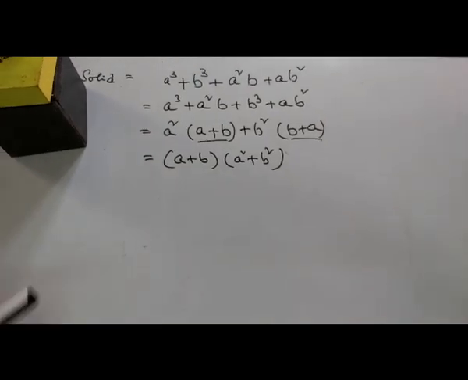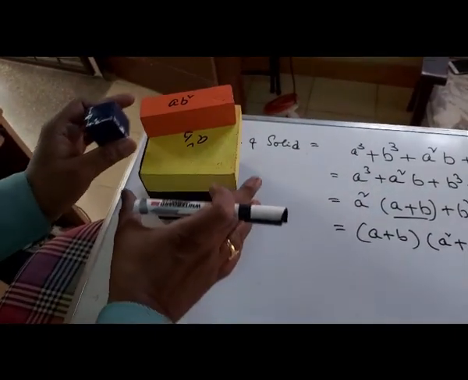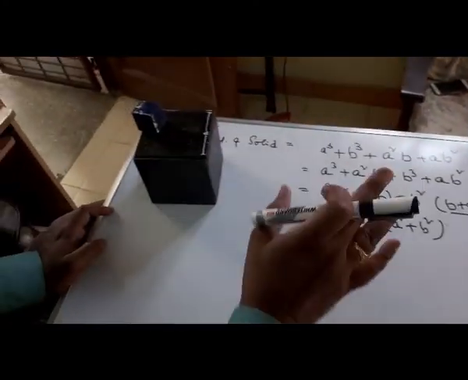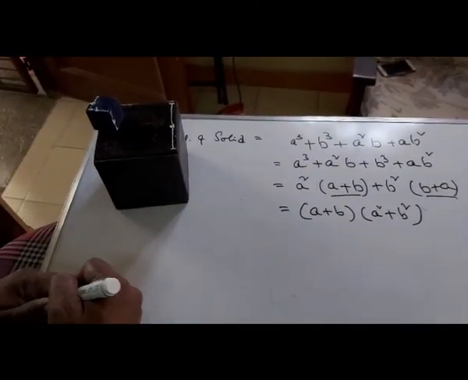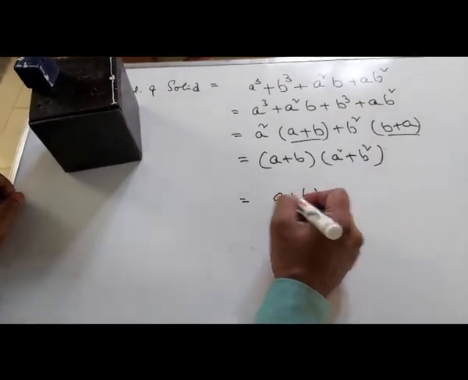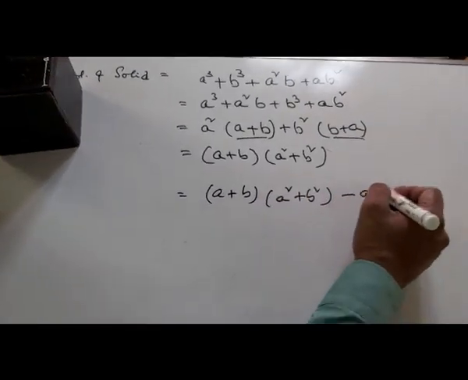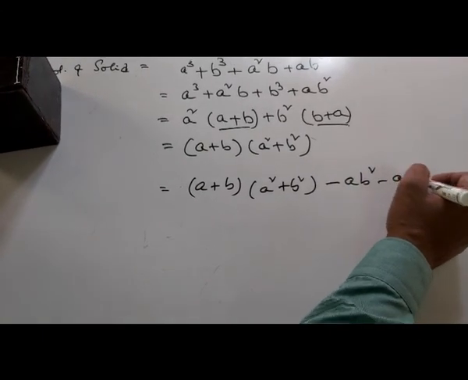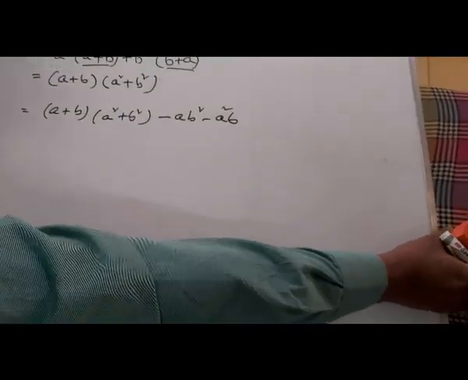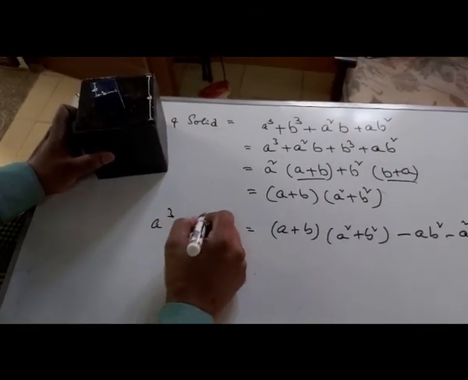Now from this volume I am removing AB square and A square B. I subtracted, I removed. So what is left over when I removed? A plus B into A square plus B square minus AB square minus A square B. These two I have removed. I kept them aside. Now I am left with A cube and B cube only.